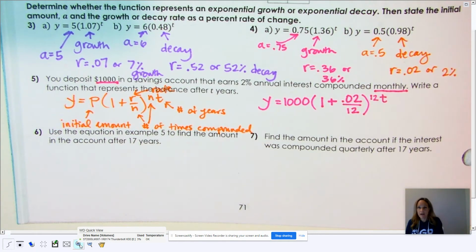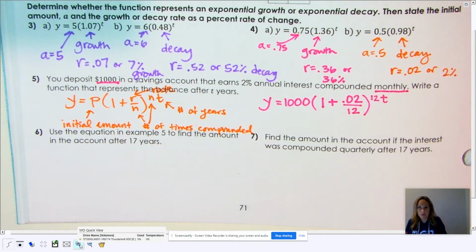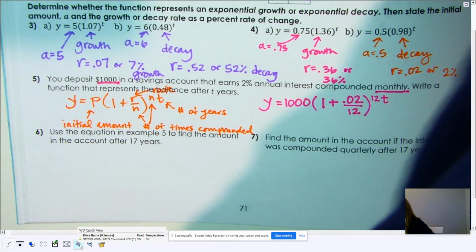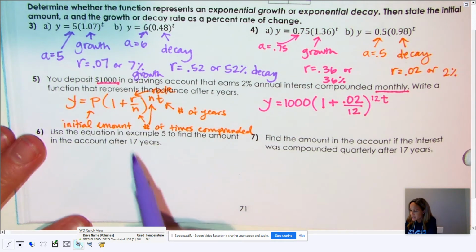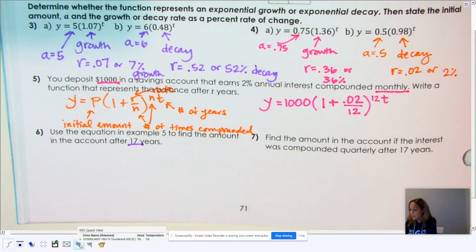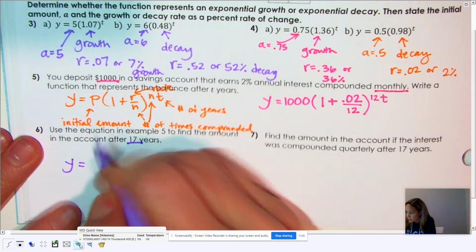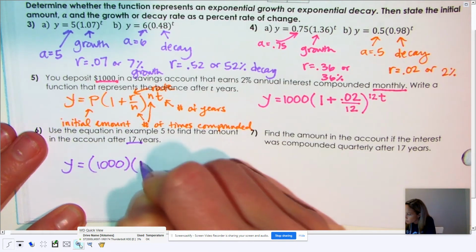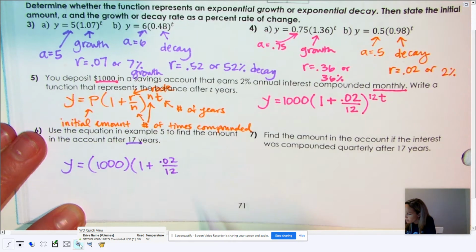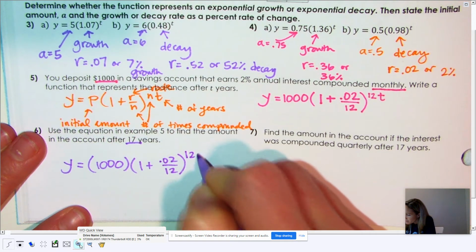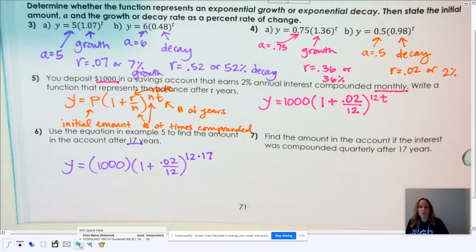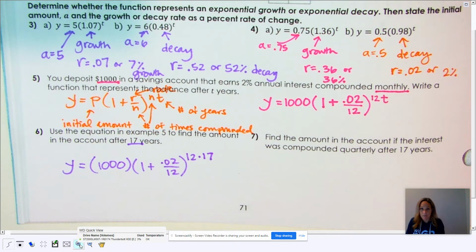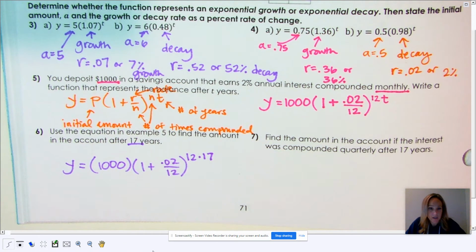Okay, so if I plug in now to this next question, I want to know how much money I'll have after 17 years. So if I were plugging that in, I would say y equals 1,000 times 1 plus 0.02 over 12. And then I'm going to do this for 17 years. So we could go over to Desmos real quick and plug that in. And then let's go ahead and do that actually.